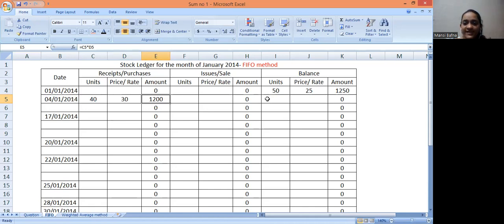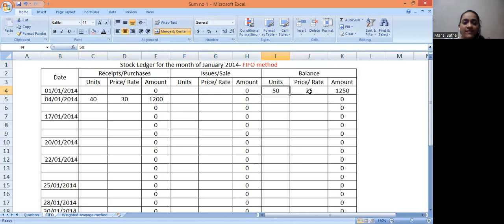Now we need to understand how we will be recording the balance over here. On 1st of January, we already had 50 units. In addition to that, on 4th of January, we have purchased another 40 units. When the method is the FIFO method, that means जो stock पहले आया है, that is the stock that we are going to be utilizing earlier. So we have to record separate balances.